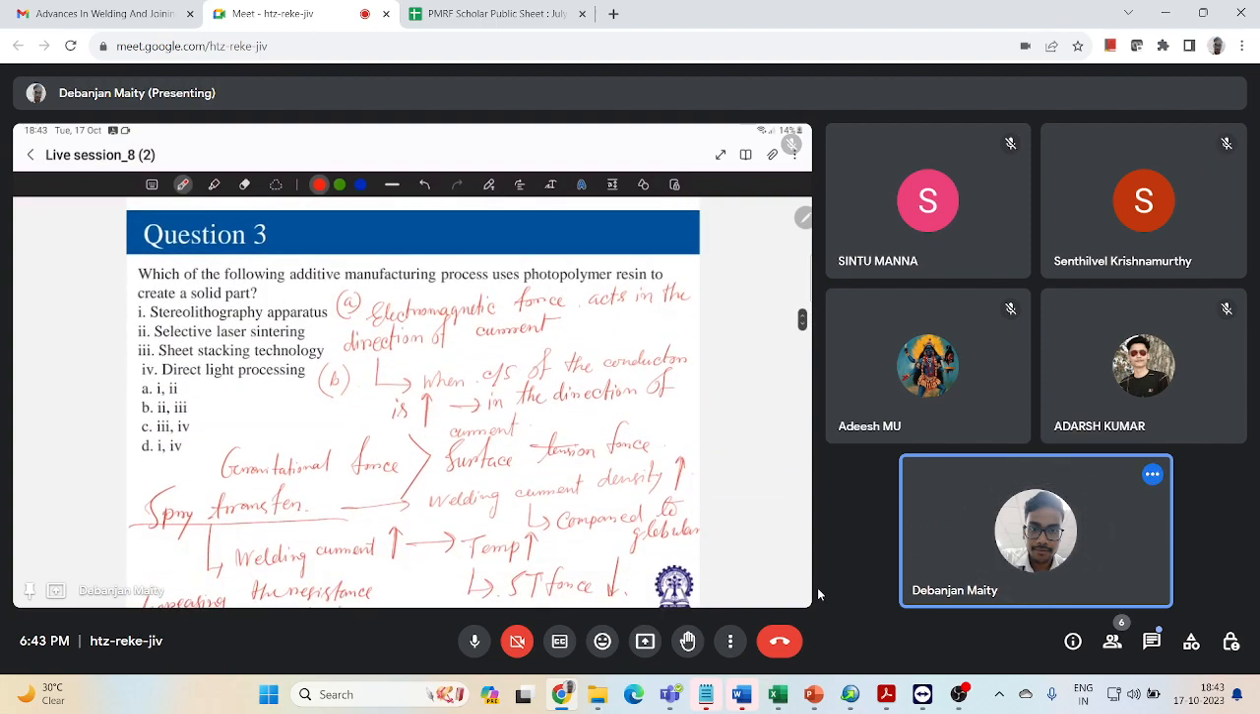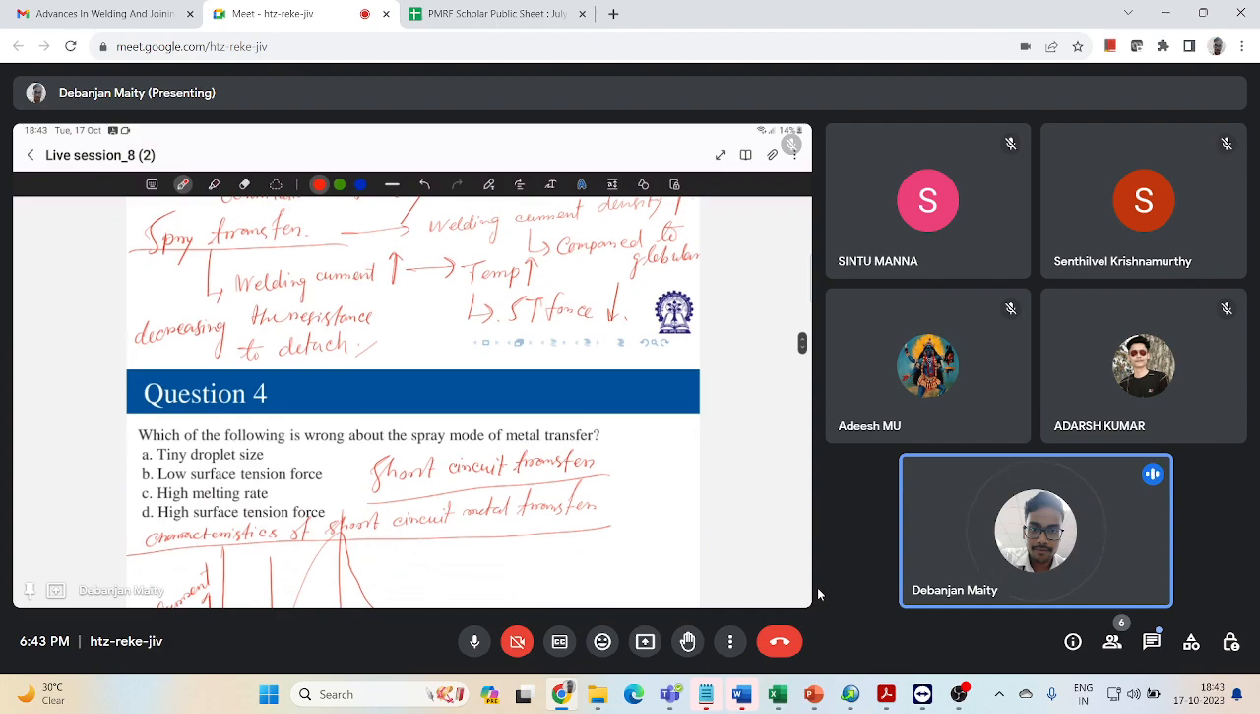I will come back to this question 3 because it is something on this additive manufacturing part. Let's finish this part, whatever we have already discussed.